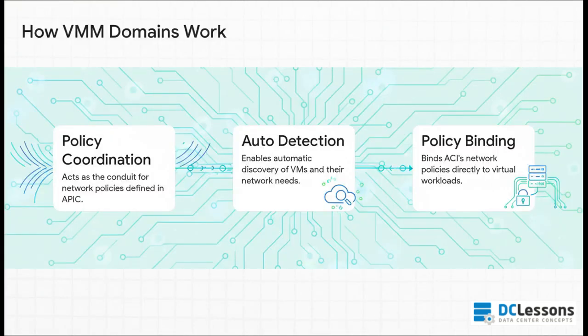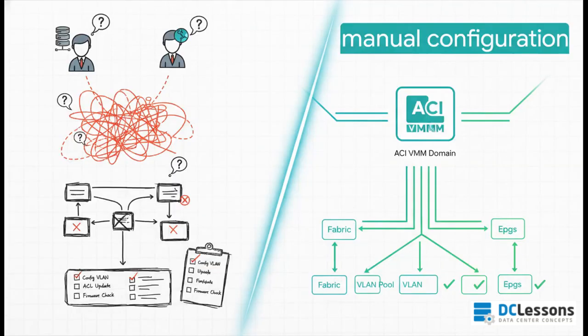So in practice, its job is really threefold. First, it's the main channel for policy coordination. All the network rules you define in ACI flow right through it. Second, it's what enables auto-detection. So when a new VM gets spun up, boom, the ACI fabric knows about it instantly. And third, it handles the policy binding, attaching the correct network and security rules directly to that virtual machine's network interface.